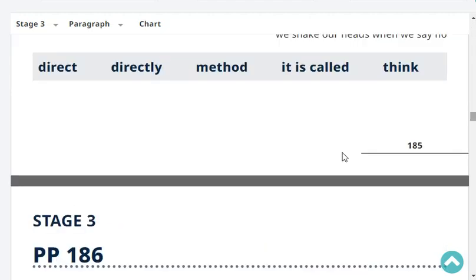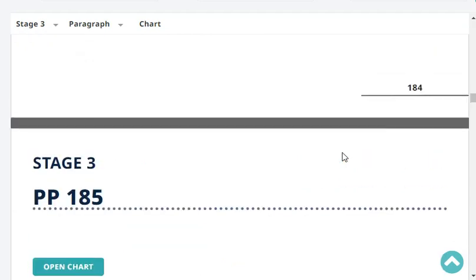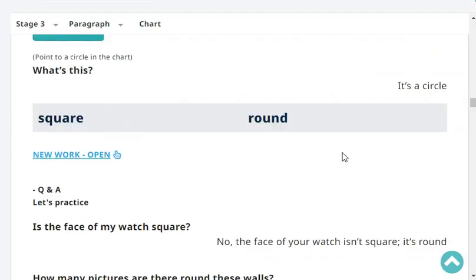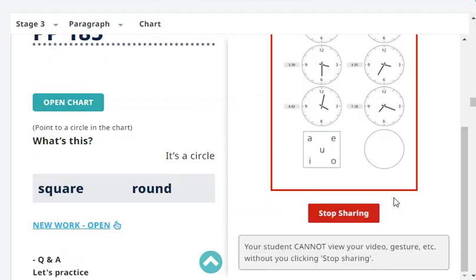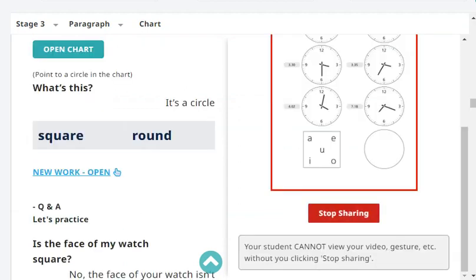Okay, here we go. First question. The picture. What's this? It's a circle. Very good.